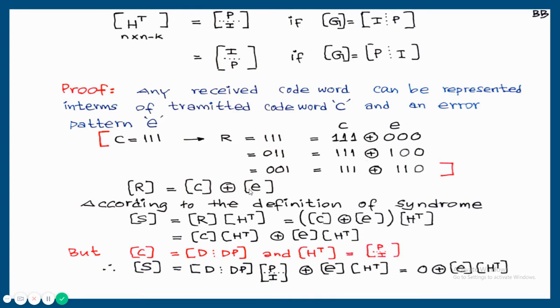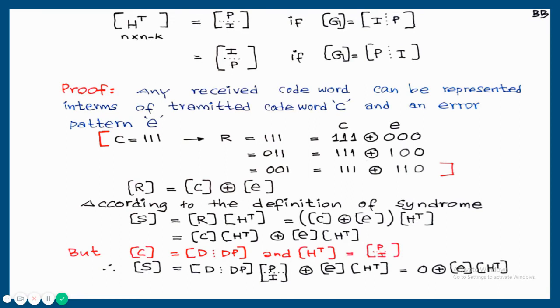Number of C bits are N, number of E bits are N, and number of R bits are also N. According to the definition of syndrome, S is equal to R into H transpose. That's the definition of syndrome. And now we got the answer. R can be represented in terms of C and E. So I am replacing R with C plus E into H transpose. After opening the bracket, it will be C into H transpose plus E into H transpose. So S is equal to CH transpose plus EH transpose.